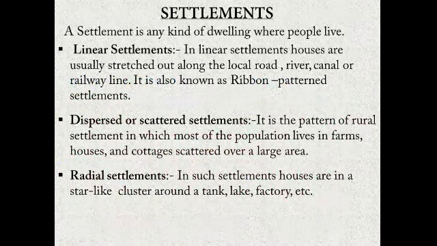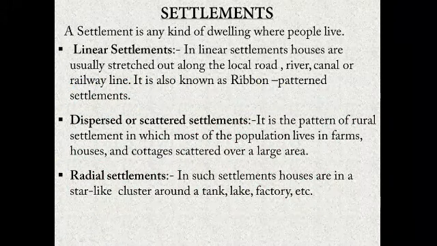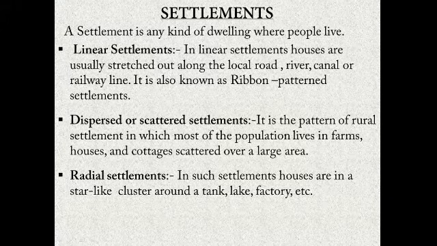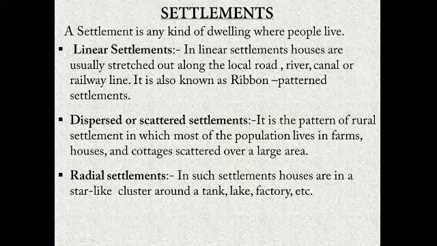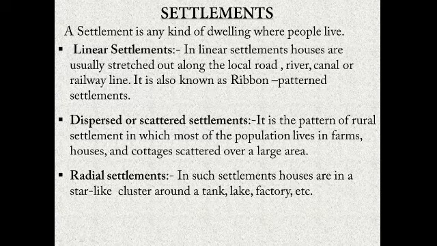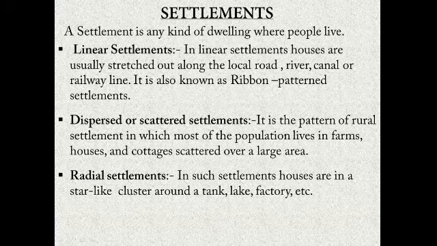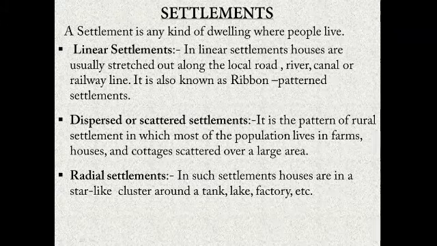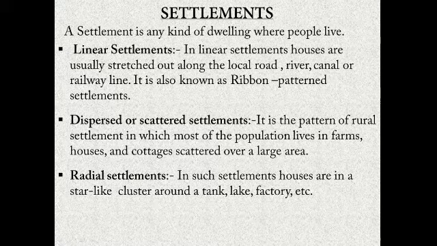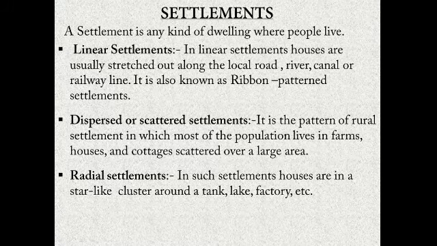Okay. Now we come to the last part of the chapter, settlements. What do you mean by settlement? A settlement is any kind of dwelling where people live. In your textbook, you can see permanent and temporary settlements and urban and rural settlements. But when they ask you to identify the settlement, you have to write whether it is linear, dispersed, radial or nucleated. They will not give you the mark if you write permanent or temporary. Therefore, you have to know it very well.